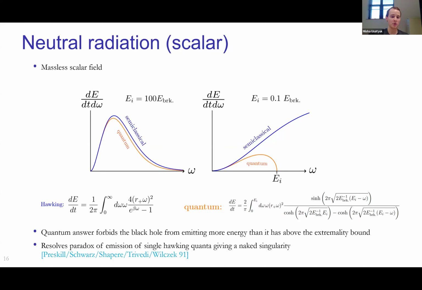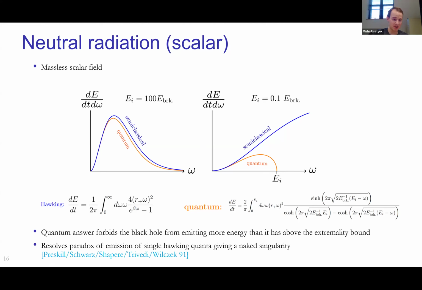Now, if we go to an initial black hole state at very low energy, say 0.1 E breakdown, we get the plot on the right. And we see the exact quantum answer is very different from the semi-classical answer. In particular, the exact quantum answer knows the black hole can't emit modes of arbitrarily large frequency. If the black hole only has energy E_i above extremality, it can't emit more energy than that. Otherwise, it would violate this extremality bound and create some kind of naked singularity. So the exact quantum answer forbids the emission of modes that would form naked singularities.